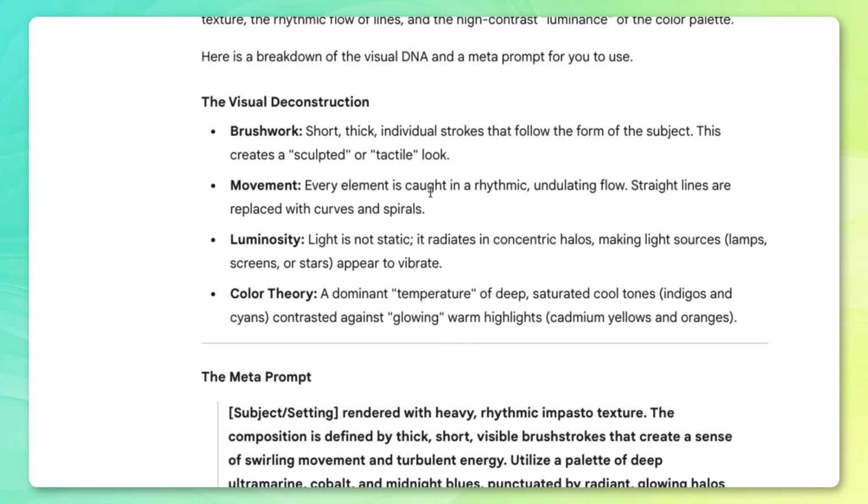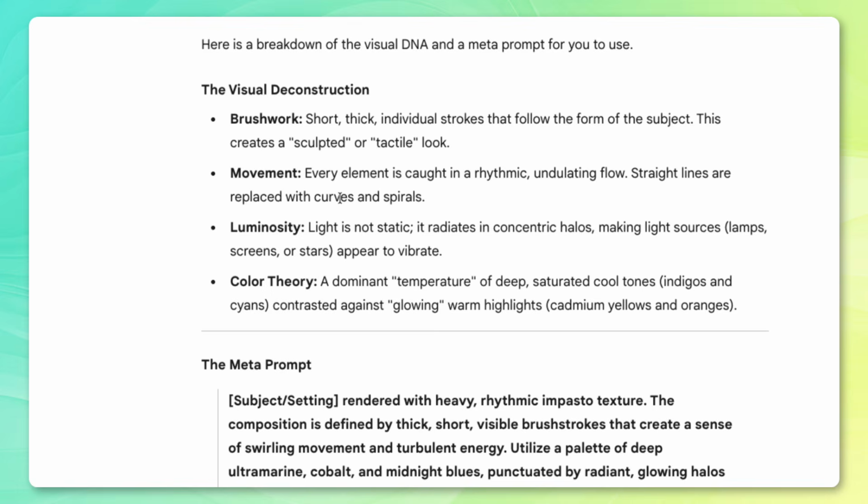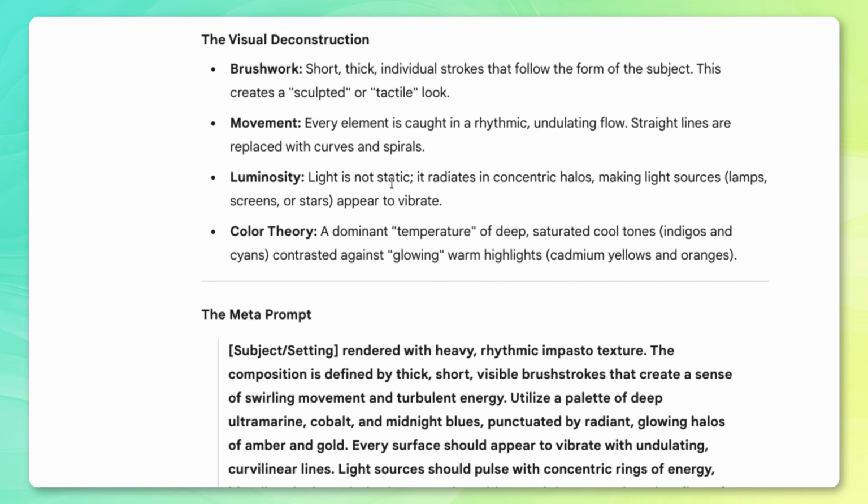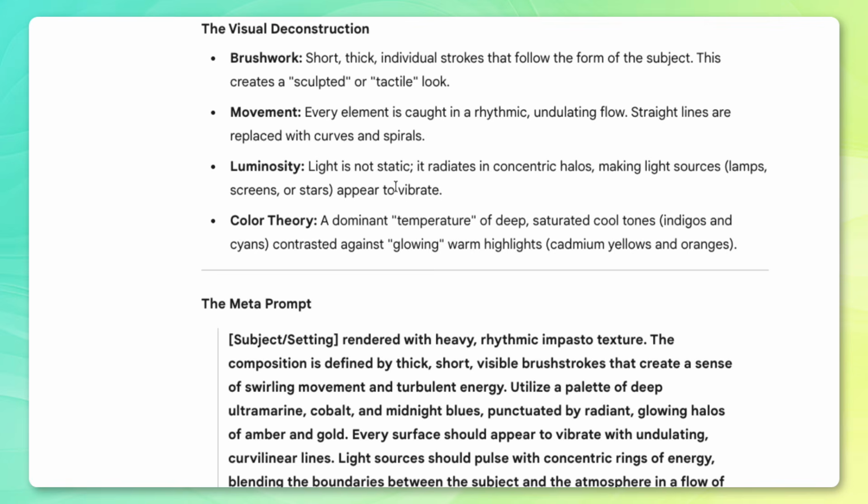The movement, every element is caught in a rhythmic undulating flow. Straight lines are replaced with curves and spirals. We have luminosity. This light is not static. It radiates in concentric halos. And we also have color theory, the contrast of those dark blues with those yellows and oranges.